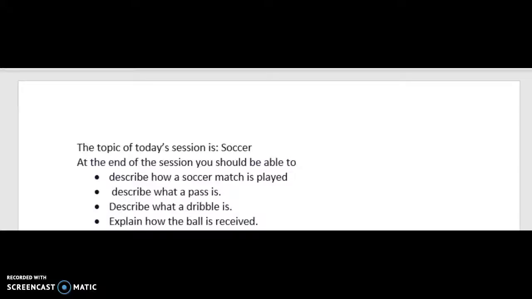Good morning, students. The topic of today's session is soccer. At the end of the session, you should be able to describe how a soccer match is played, describe what a pass is, describe what a dribble is, and explain how the ball is received.